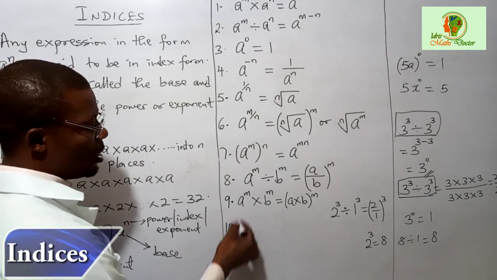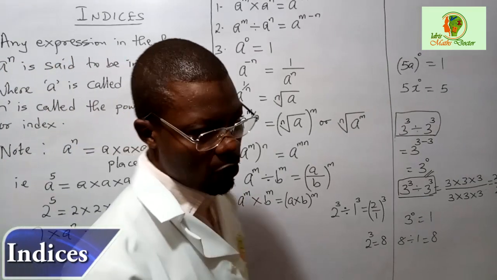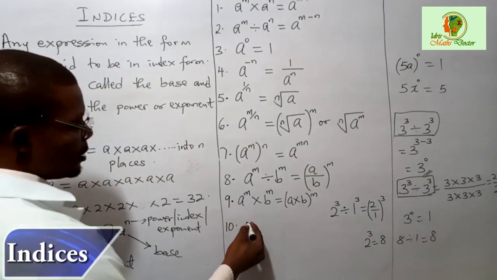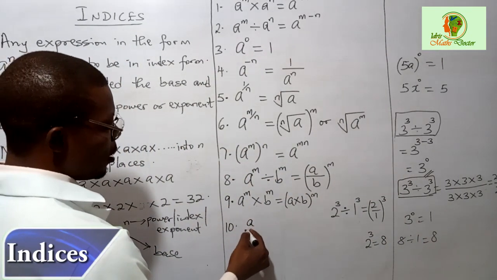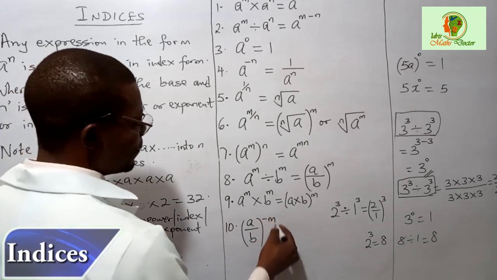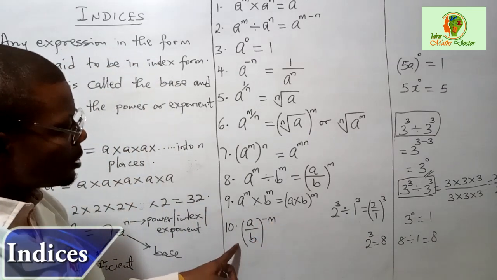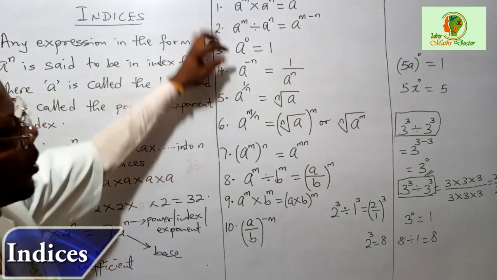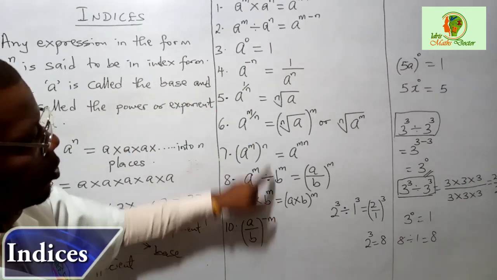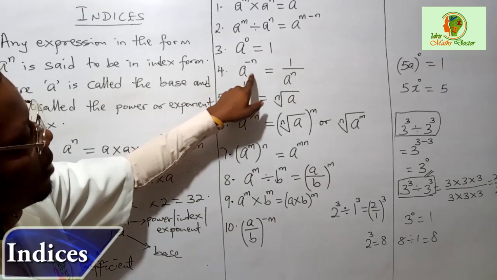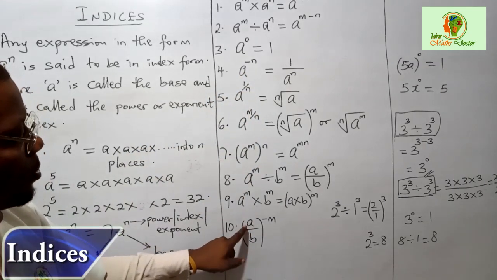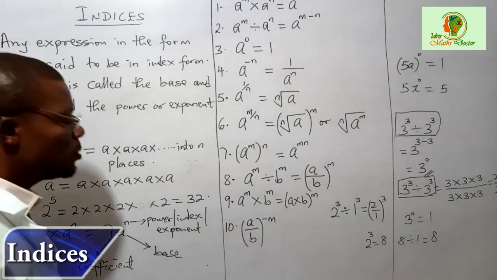The last but not the least, law number 10, is what I call the law of somersault. When you have, for instance, (A over B) raised to power minus n. This law 10 is similar to law 4 because they both have a negative index. But here the base happens to be a whole number, while here the base happens to be a fraction. So what do we do?